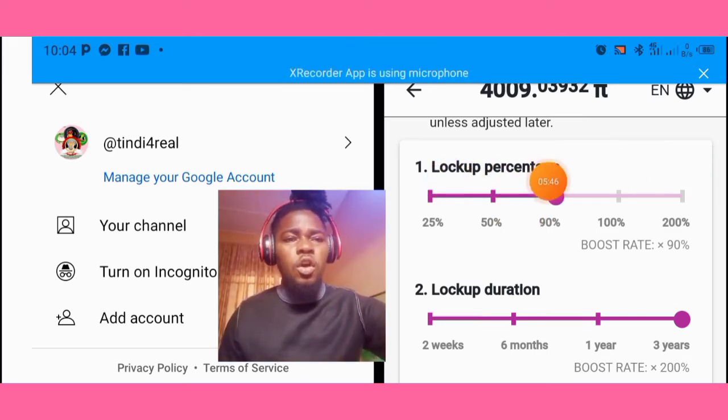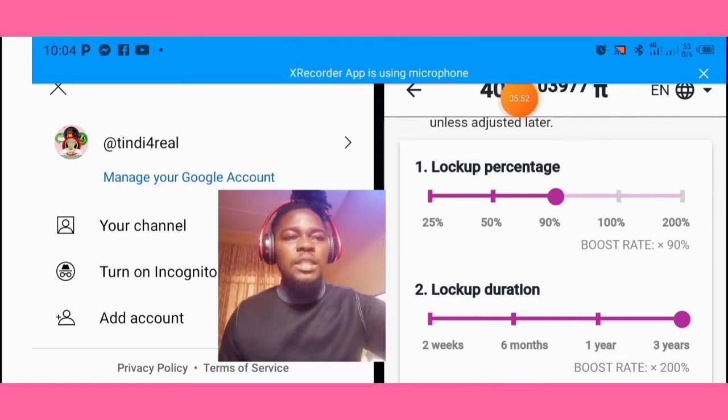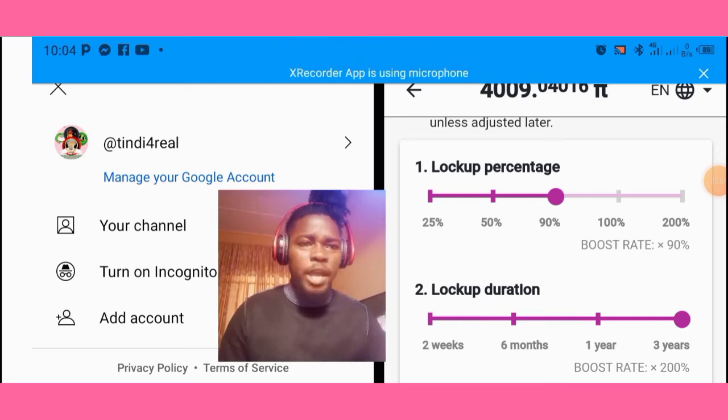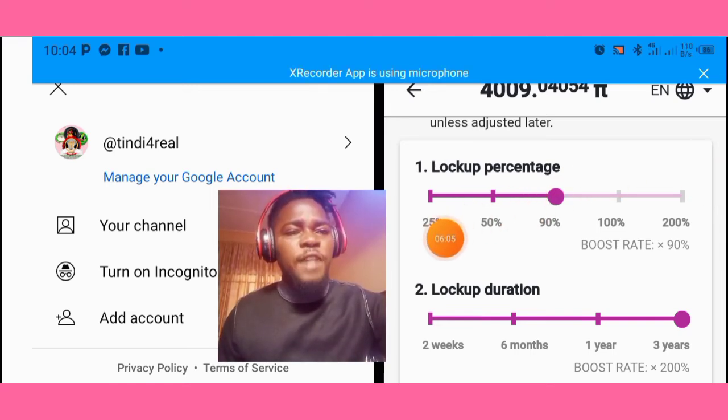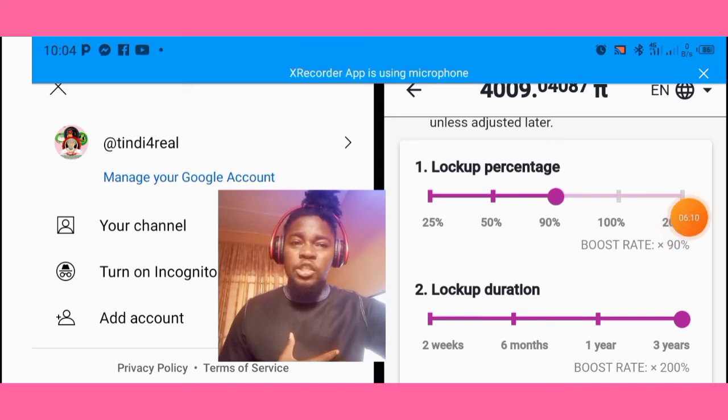This is lockup percentage. Now, to make it simple for us not to look into too many things, as you can see, this person's account has 4,009 Pi. Now in this section we have the 25%, 50%, 90%, and also 100%. 200% is not available at the moment, but will be very soon.